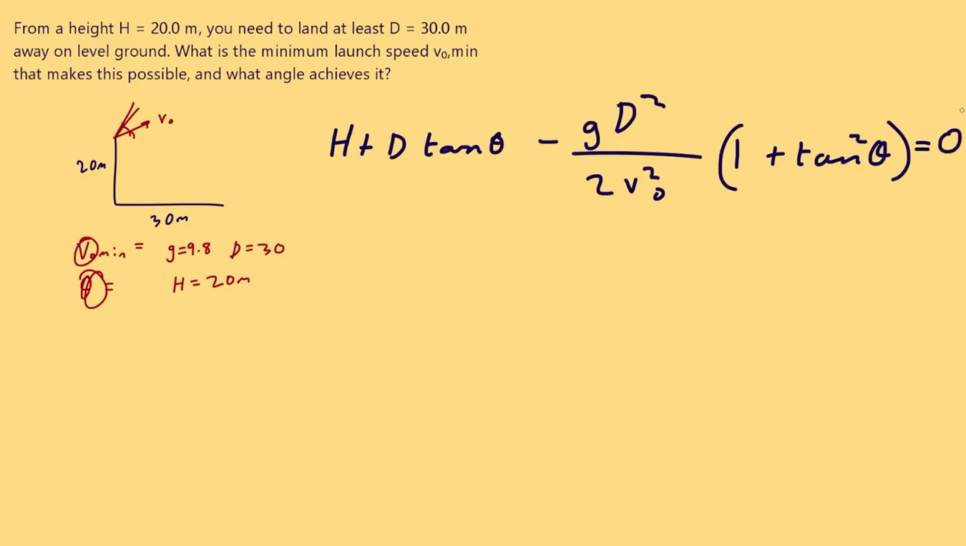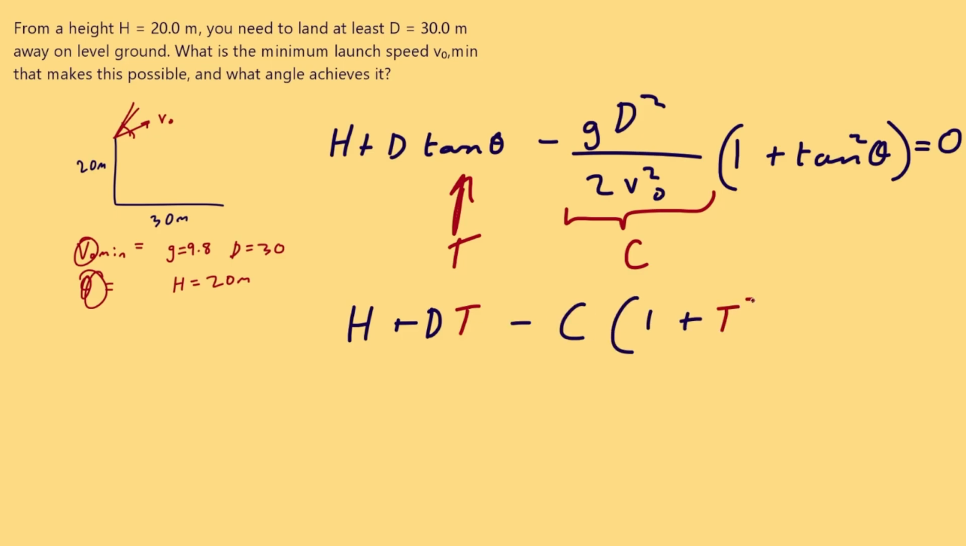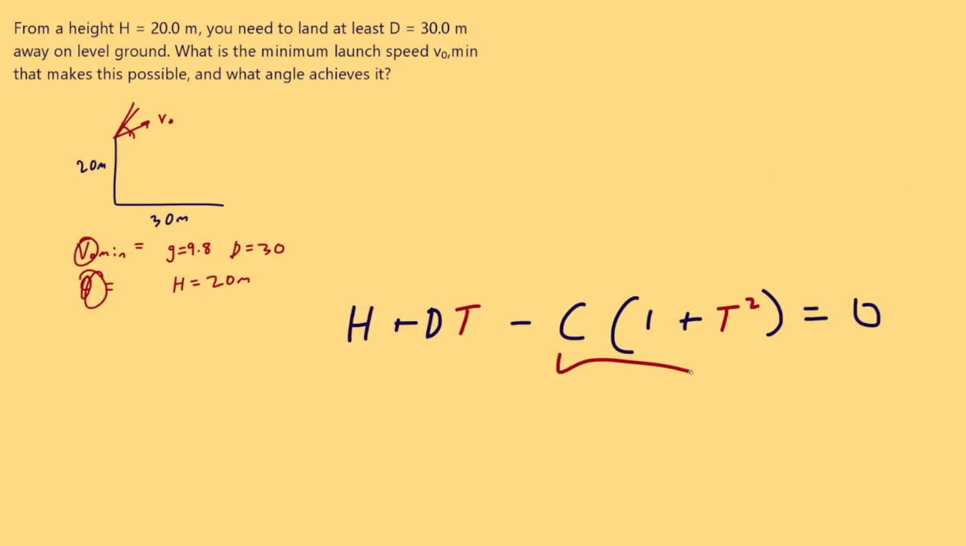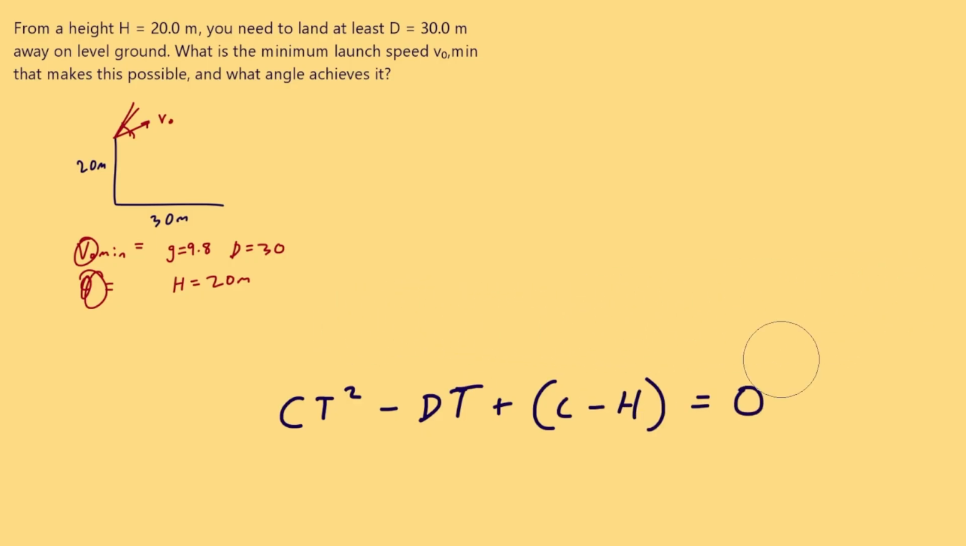This is the exact same formula we used in problem 5, but we were writing tangent as t and we wrote this term here as c. We're going to do the same thing. So it becomes h plus d t minus c times (1 plus t squared) equals 0. If you expand this and then simplify the equation, you can write it in a much more clean quadratic form. And it ends up being c t squared minus d t plus (c minus h) equals 0. I skipped the algebra because it's something that we've done before.